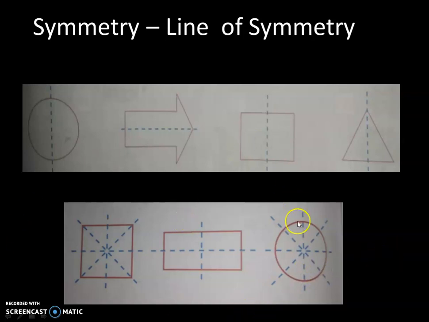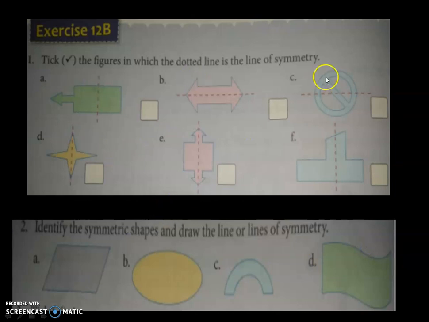So shall we see an exercise on it? Yes, this is the exercise for this. Here they are asking you to put a tick for the shapes which have a line of symmetry. First one, no, because one side has one thing and the other side something else, so it will not overlap. This one, yes, it will overlap. This one, no. This one, yes. This one, yes. This one, no, because it will not overlap.